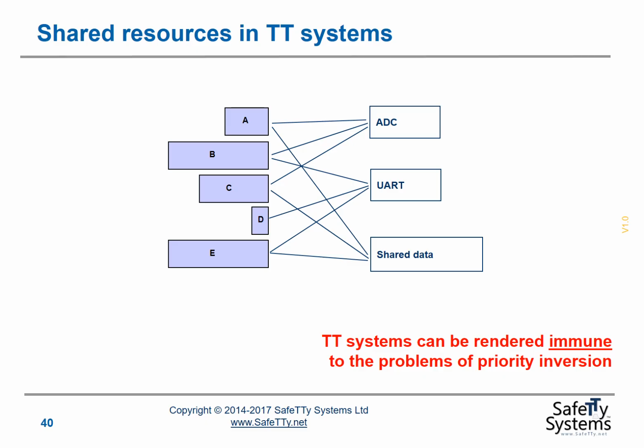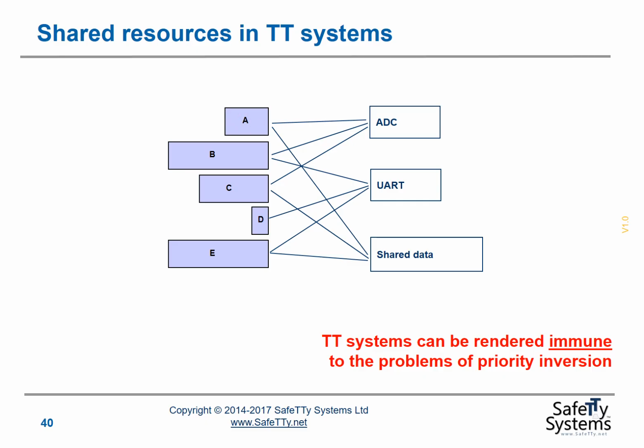By comparison, TT systems can be rendered immune to the problems of priority inversion. It's not difficult to see why that is the case. So for example, let's assume that we have our three tasks here, A, B, and C, all sharing access to a particular ADC. Let's assume A is the highest priority task, B is a medium priority task, and C is a low priority task. As we saw in an event-triggered design with a conventional RTOS, we have to deal with the situation that task C may be using the ADC when task A requires it.